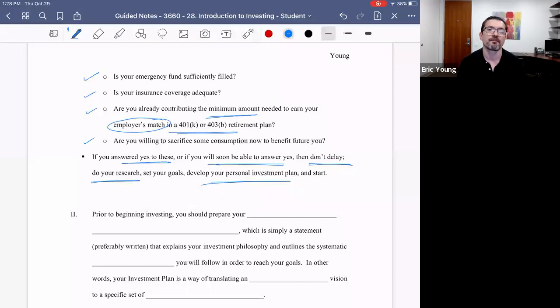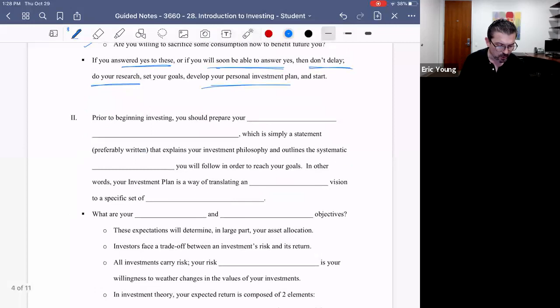You can handle this. Let's take a next step forward, and let's assume that you are going to begin investing. Before you begin investing, I would advise you to prepare what I would call your personal investment plan.